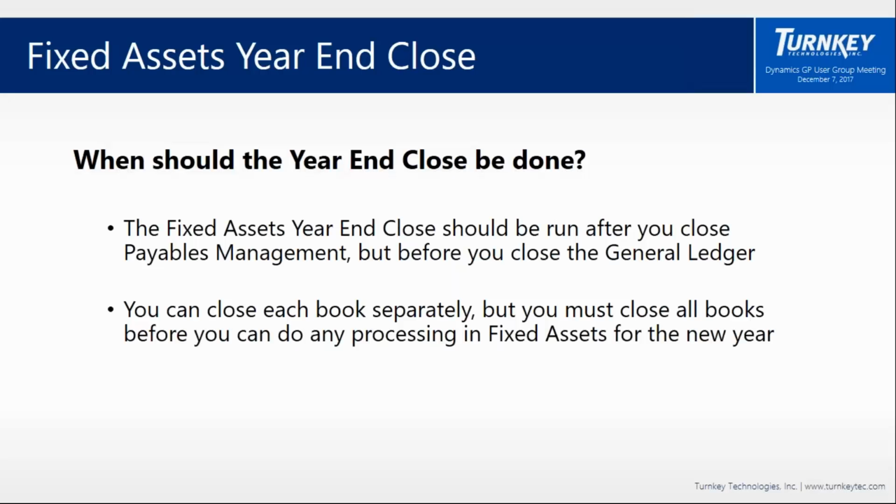Now, if you do use fixed assets, I'm not sure how many of you in here actually do. Jeff, you use that. There are different books that you can have. You can have an unlimited number of books, like a corporate book, an AMT book, a tax book, things like that that would have different tax rates or different depreciation rates in there. You can do them each separately, but you have to do them all before you can do any processing for the new year. If you try to, it'll give you an error that you don't have the current year, that it hasn't been closed yet. So they all have to be in the same year.